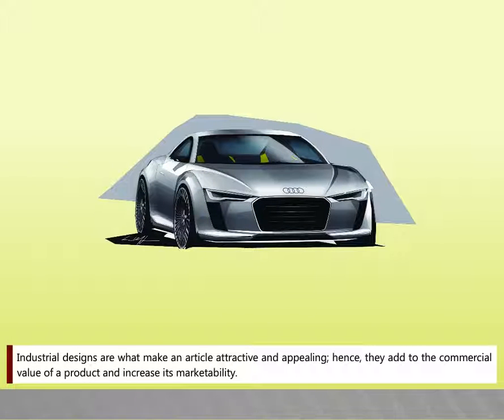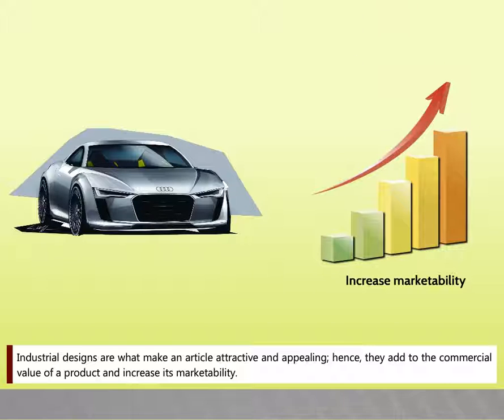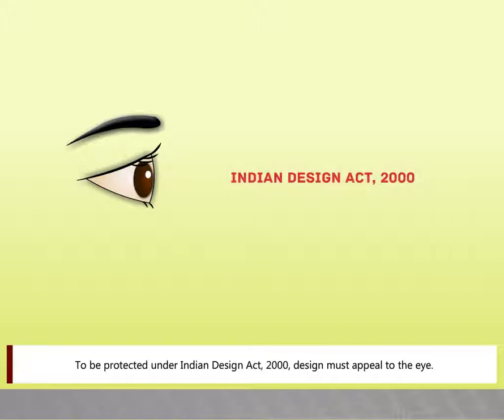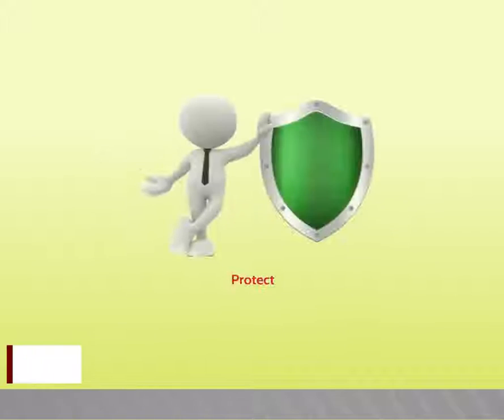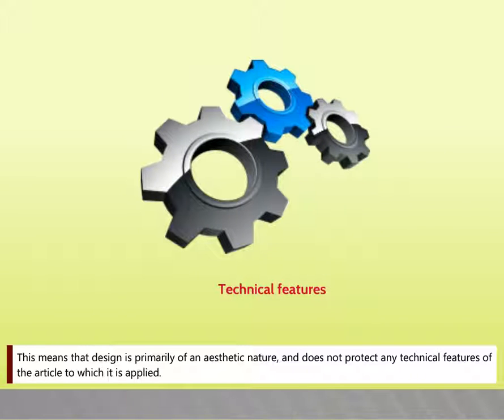Industrial designs are what make an article attractive and appealing. Hence, they add to the commercial value of a product and increase its marketability. To be protected under the Indian Designs Act 2000, design must appeal to the eye. This means that design is primarily of an aesthetic nature and does not protect any technical features of the article to which it is applied.